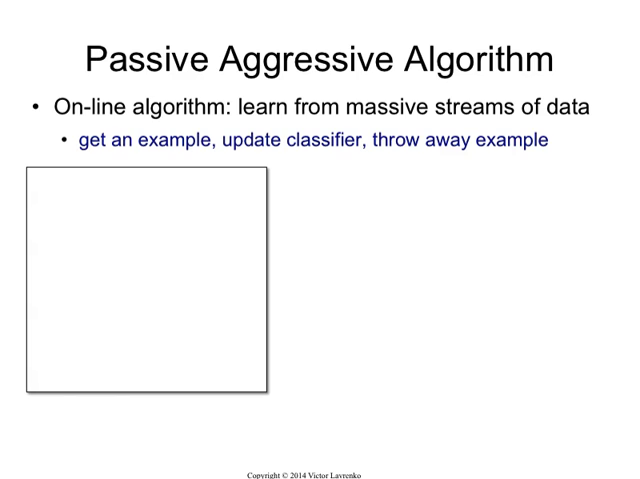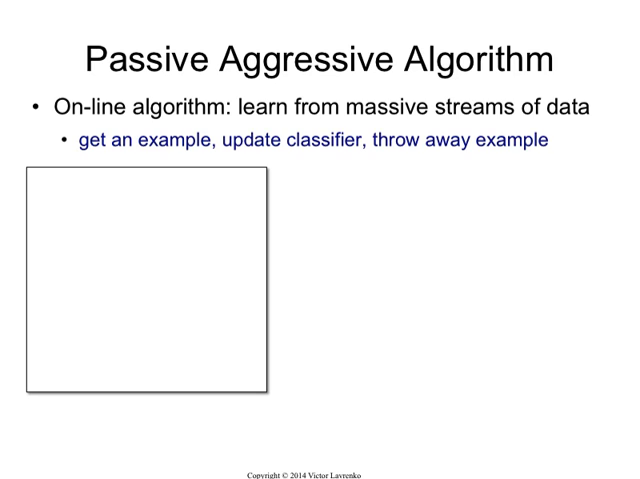So let's talk about the passive-aggressive algorithm. It's an online algorithm. It's designed for learning from massive streams of data. So the analogy that you want to keep in your head is you're monitoring Twitter, the entire Twitter, the whole Twitter. So what happens is you get a tweet and you get that much time to do something about that tweet before you have to look at the next tweet and the next tweet and the next tweet.